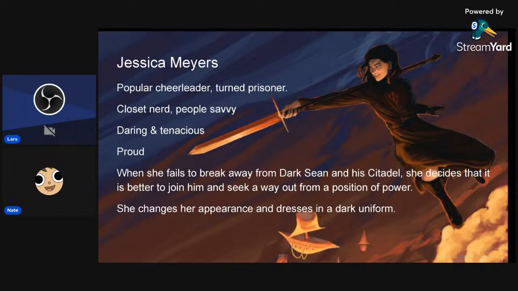And because she is someone who is, in the first book, captured, brought to the Dark Lord Sean into his citadel, she tries to break away from him. Her friends are all brutally murdered. Her rebellion gets put down. She decides that the best course of action for her is to actually join with him and become his apprentice.